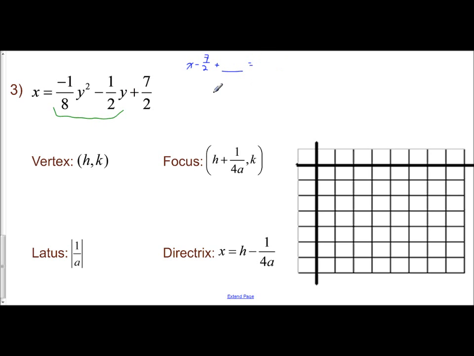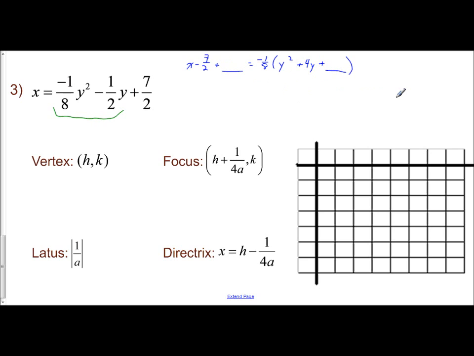Equals, you cannot complete the square with a coefficient that is not 1 on your quadratic term. So I have to factor out that negative 1/8. You do that, you're going to get y squared plus 4y, because negative 1/8 times 4 is negative 1/2. I'm going to insert my placeholder, and now I can complete the square.